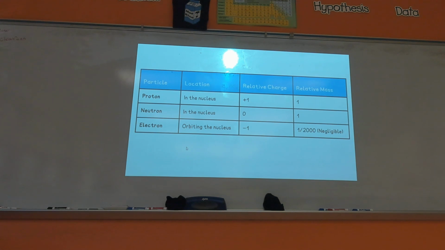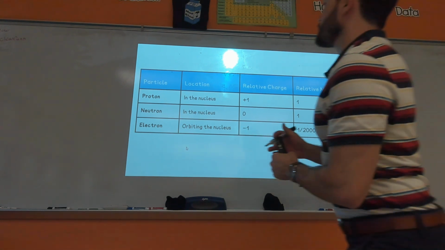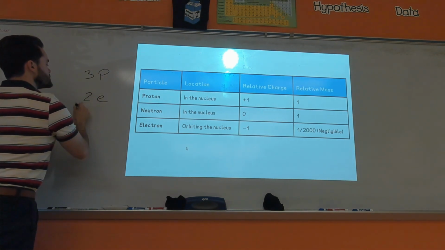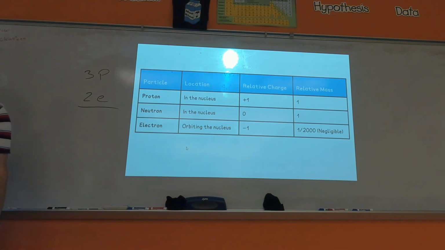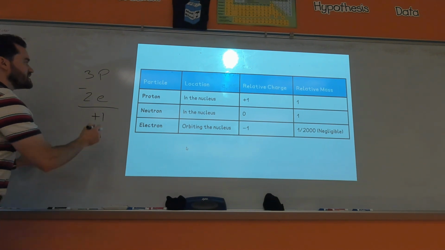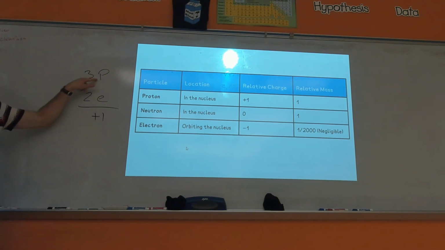And then neutrons, they have no charge. And then electrons, they have the opposite charge of a proton. So if you had two protons and two electrons, their charge would cancel out. But let's say I had three protons. So we'll say 3 p and two electrons. What would my charge be? Yeah, +1, right? You'd have a +1 charge. That's because each proton is a +1 charge, so if you have three of them, that'd be a +3 charge. And then each electron is a minus charge, so that's why they're going to subtract from each other.